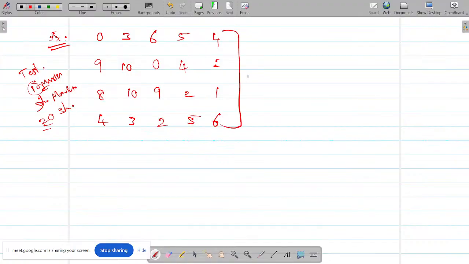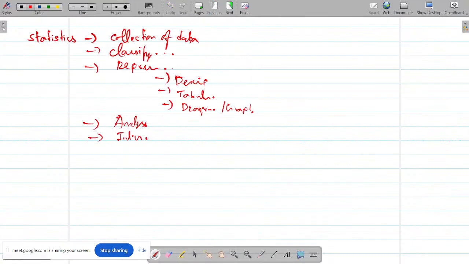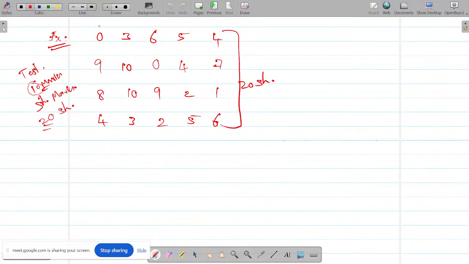So what have I done here? I have collected the data. Am I right? What's the first step? Collection of data. Then I need to classify. So how am I going to classify? Marks I would classify as what? Please tell me. 0 is the first mark and what's the last mark?